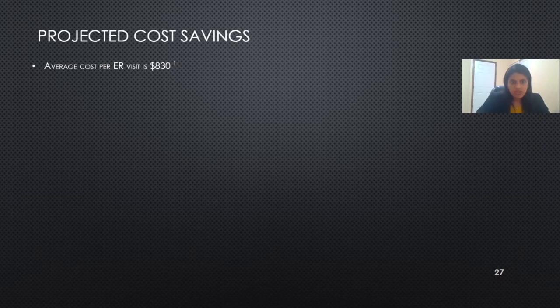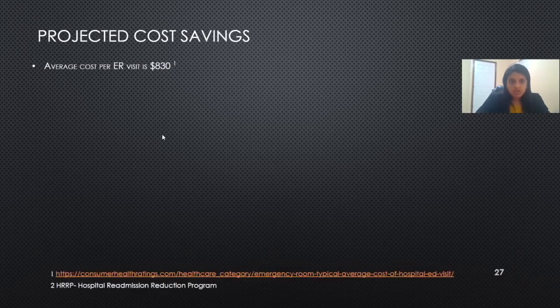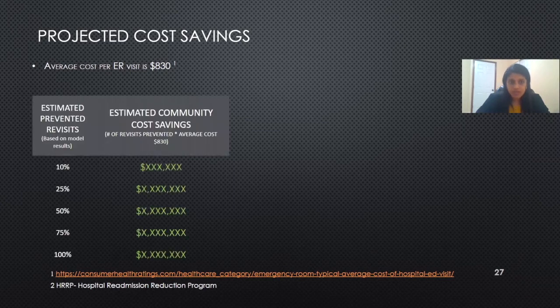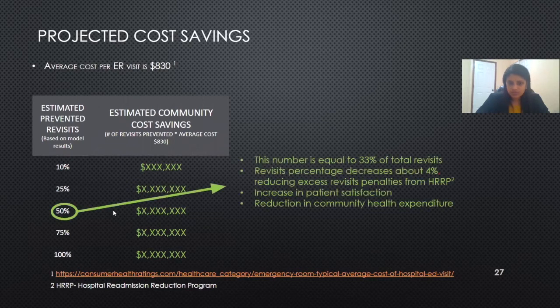Now let's look into how much this model can save us in terms of dollars. According to Consumer Health Ratings, an average cost per year visit in the US is around $830. And with the enhanced treatment and the focused measures, if the hospital is able to reduce even 50% of those identified visits, they could save millions of dollars.